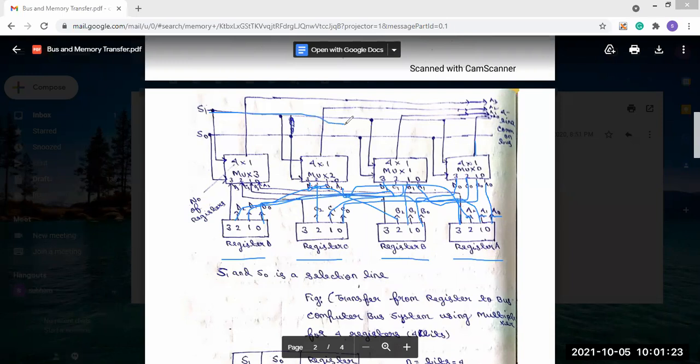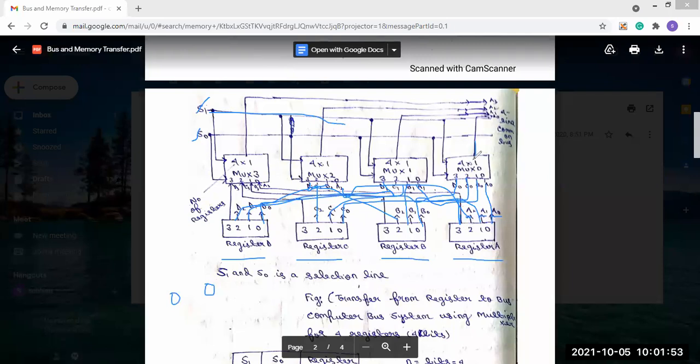Now we have two selection lines, S1 and S0. These two selection lines are present. Now, if S1 is 0 and S0 is also 0, then register A will be selected.